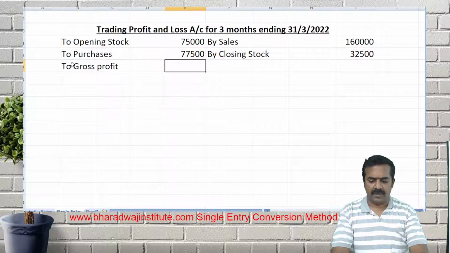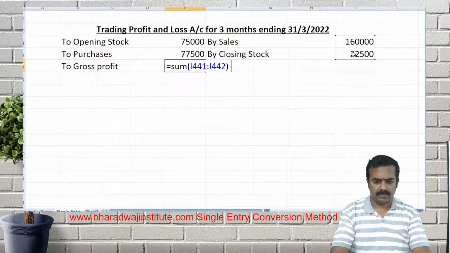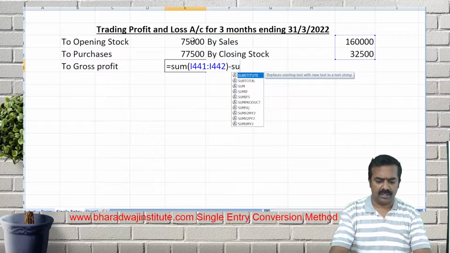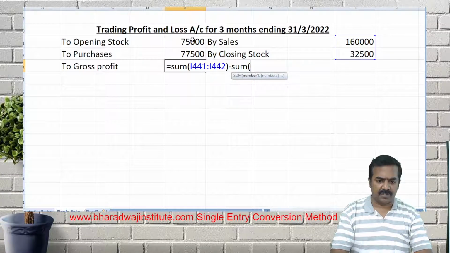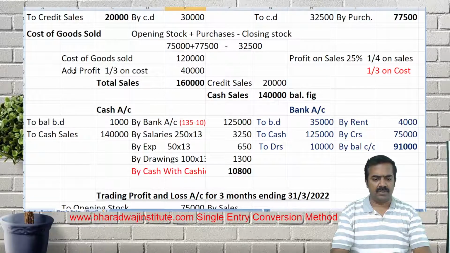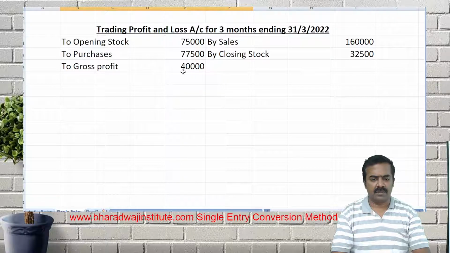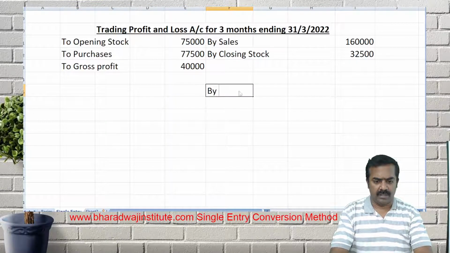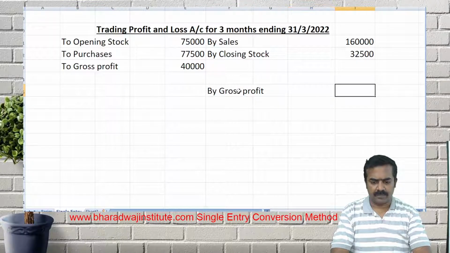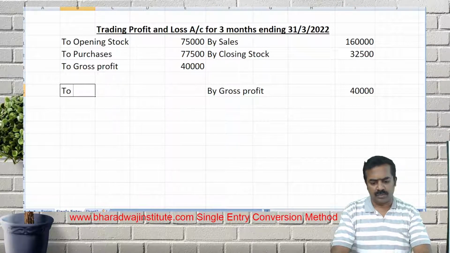Gross profit, how much will you get? 40,000. Already we worked out, let us take the same. Gross profit, already we worked out, isn't it? The 40,000. This is 1/3 on cost, 40,000. By gross profit, 40,000. To, what are the expenses?